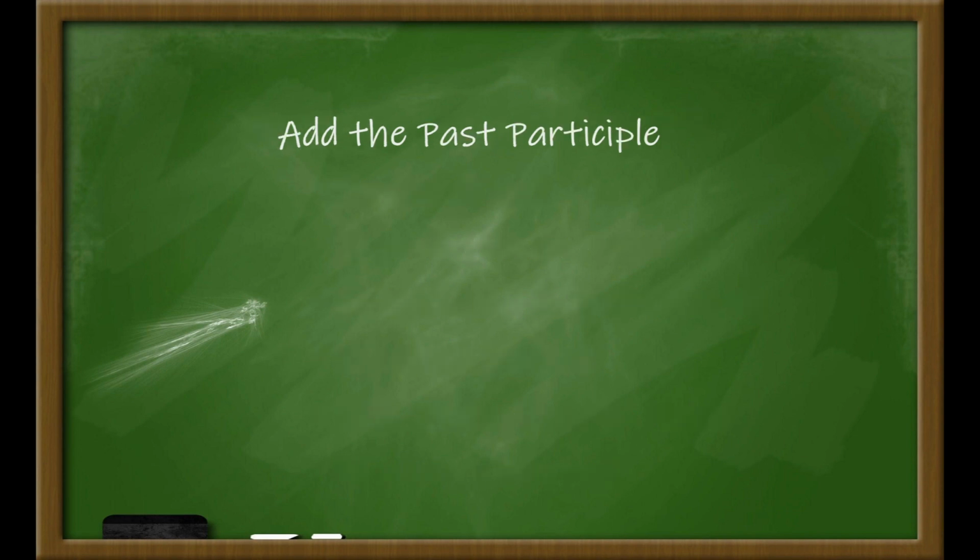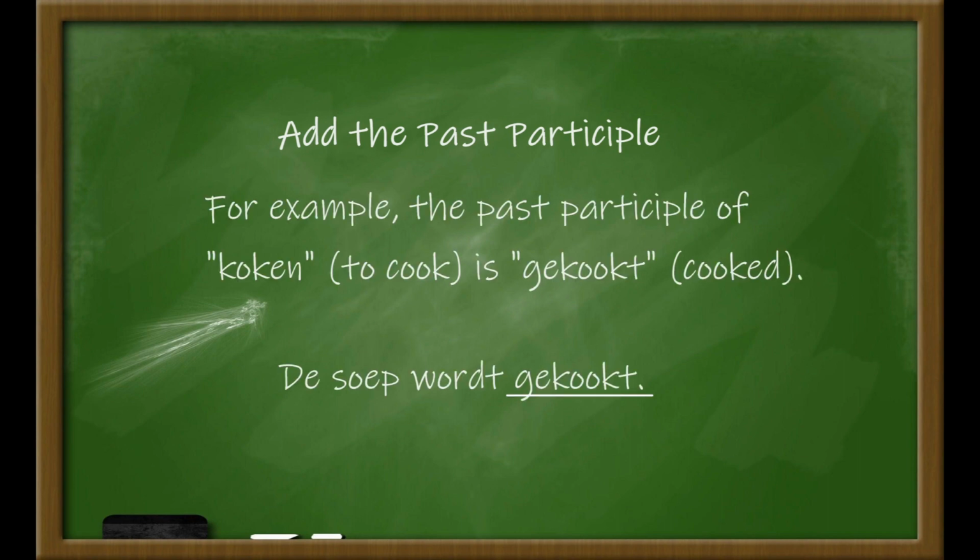Add the past participle. The main verb in the active voice sentence changes to the past participle form and is placed at the end of the sentence. The past participle remains unchanged regardless of the subject or the tense of the sentence.